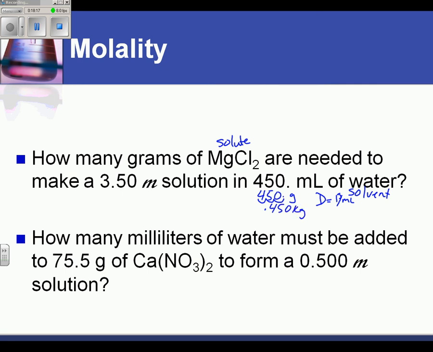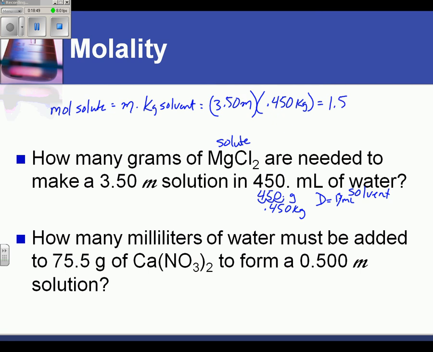They also give me my molality. I'm actually looking for my solute. So moles of solute, if I rearrange the equation, is going to be equal to molality times my kilograms of solvent. So it's 3.50 molal times my 0.450 kilograms of water. And that's going to give me moles. Like I said, you need to be very cautious and conscious about the units that we're using here. And I got 1.58. We'll keep it to 3 sig figs. And that's coming out in moles of my solute. But it asks for grams. So I need to convert moles to grams.